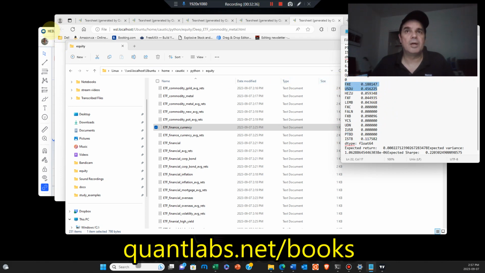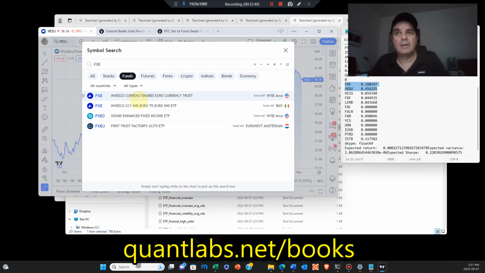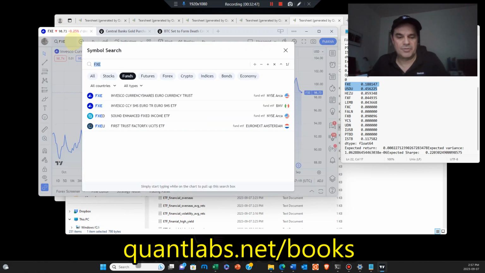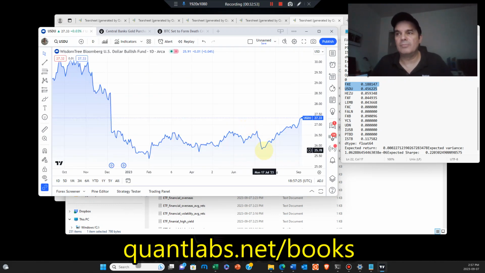So we go back to FXC, FXE. So this is currency share Euro currency trust, flat. If I remember, this was a good one, USDU. Bloomberg US dollar bullish fund. Boom, it's starting to move now. $25 to $27. That's 10% since July 23rd. That's because of the US dollar. So if you want to get exposure to the US dollar, you know where to go, USDU.